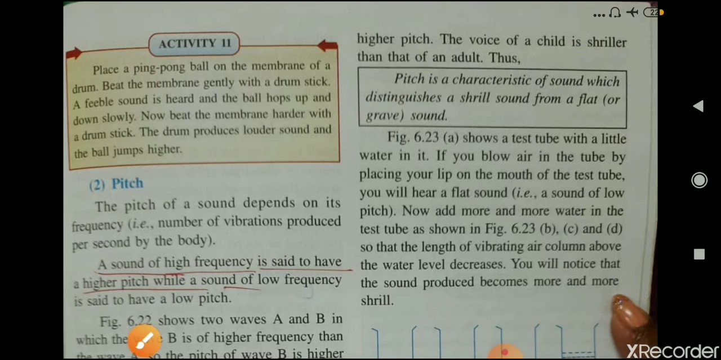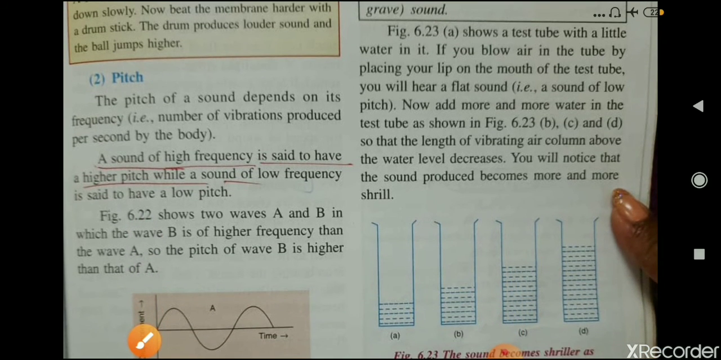And for this, you can see this activity. Here you can see a test tube with a little water in it. Now, if you blow air in the tube by placing your lip on the mouth of this test tube, you will hear a flat sound, that is, a sound of low pitch.